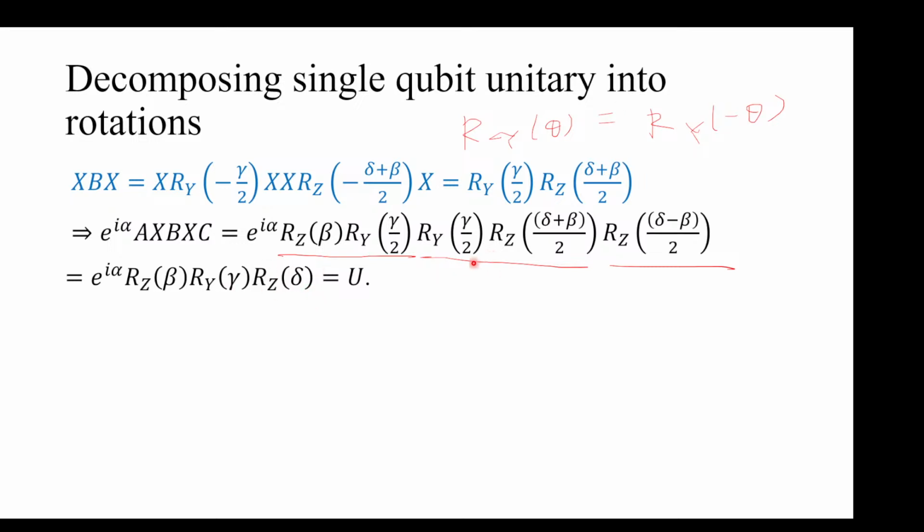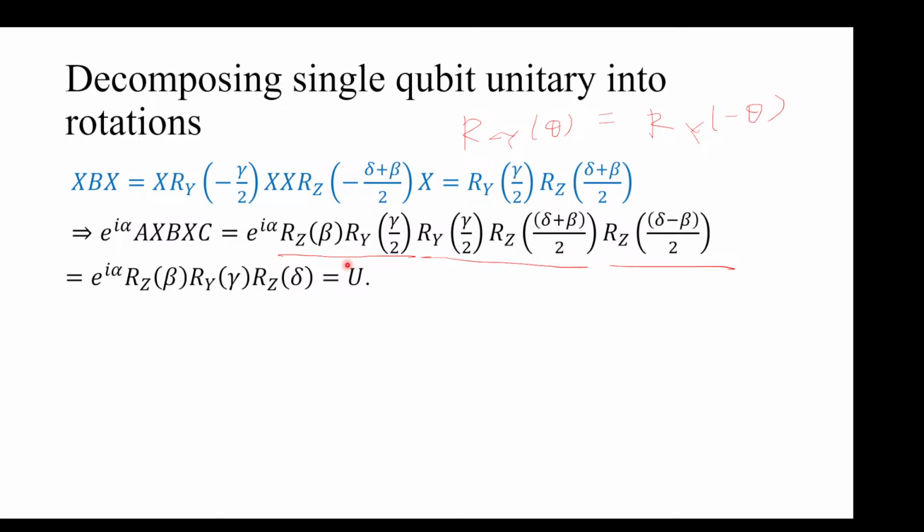Okay, so we see that we set up everything correctly, and we have that e to the i alpha, A x B x A x B x C is indeed equal to our decomposition e to the i alpha R_z beta R_y gamma and R_z delta, and this is equal to our unitary U. Okay.